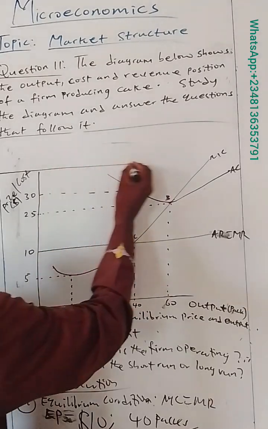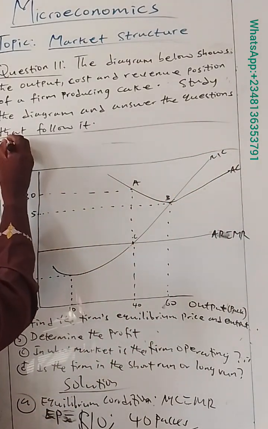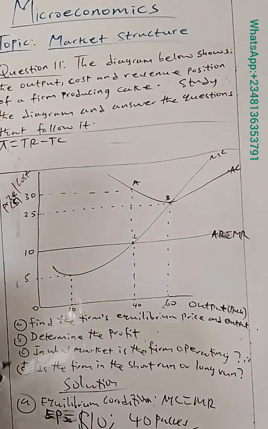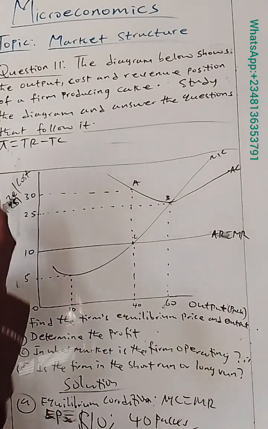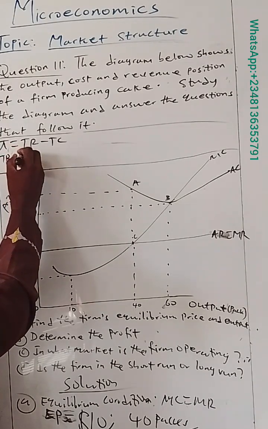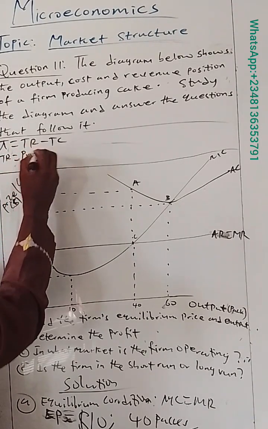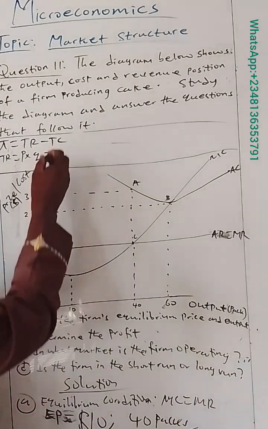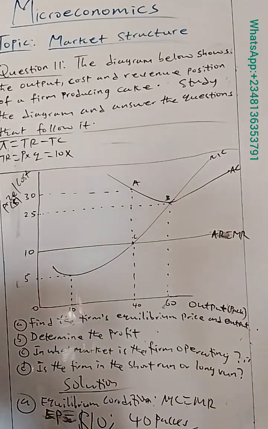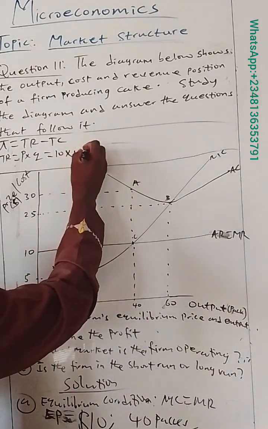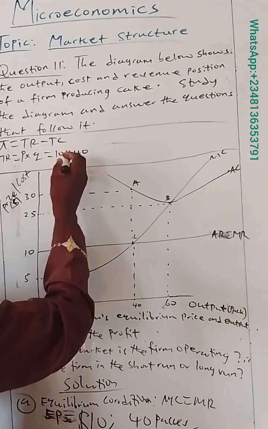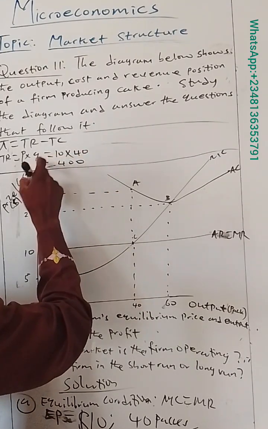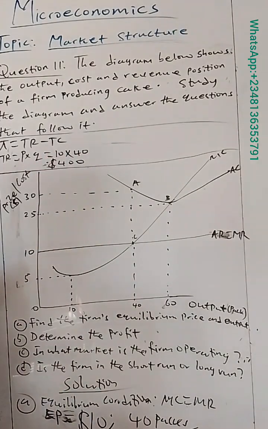Determine the profit. So don't forget the profit is equal to TR minus TC. So how do we determine the TR? Don't forget TR is simply price times quantity. Okay, so now what is the price? The equilibrium price we got is 10, multiplied by the equilibrium quantity, which is 40. So the equilibrium price multiplied by quantity gives us $400. Okay, this represents total revenue.